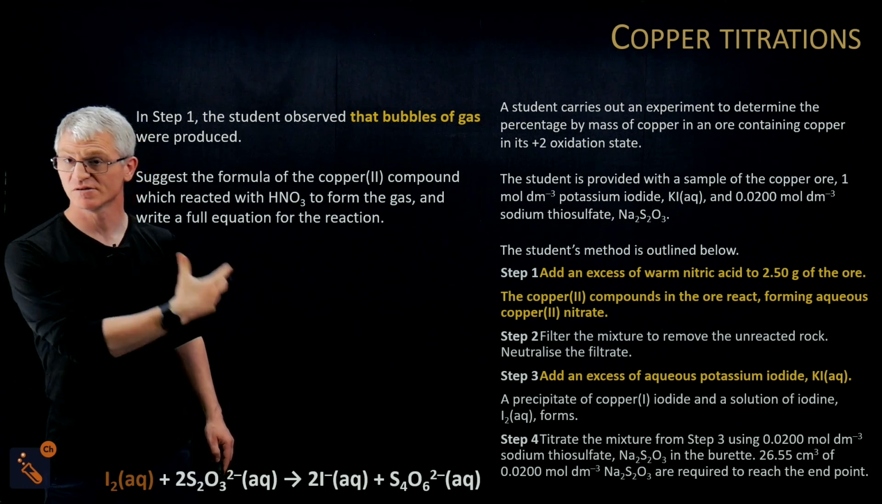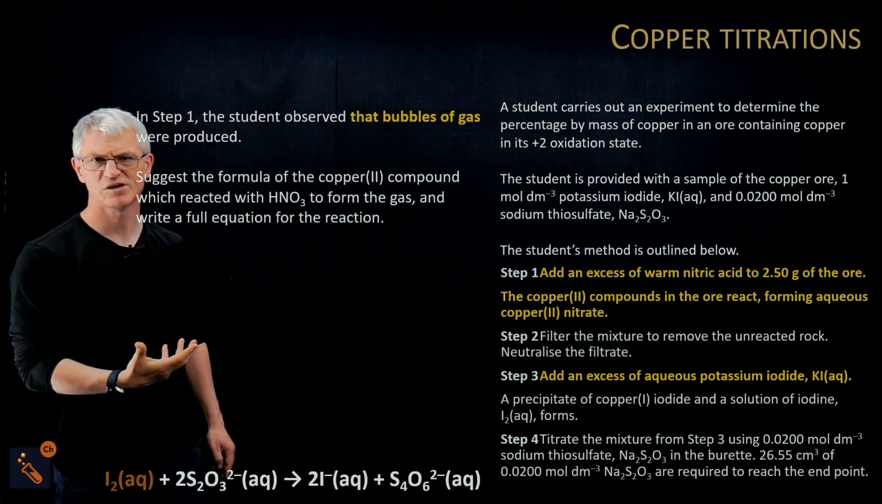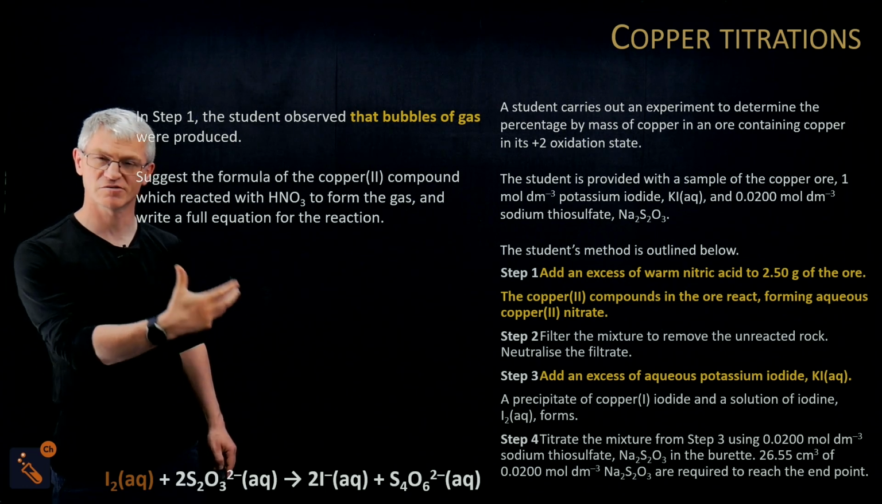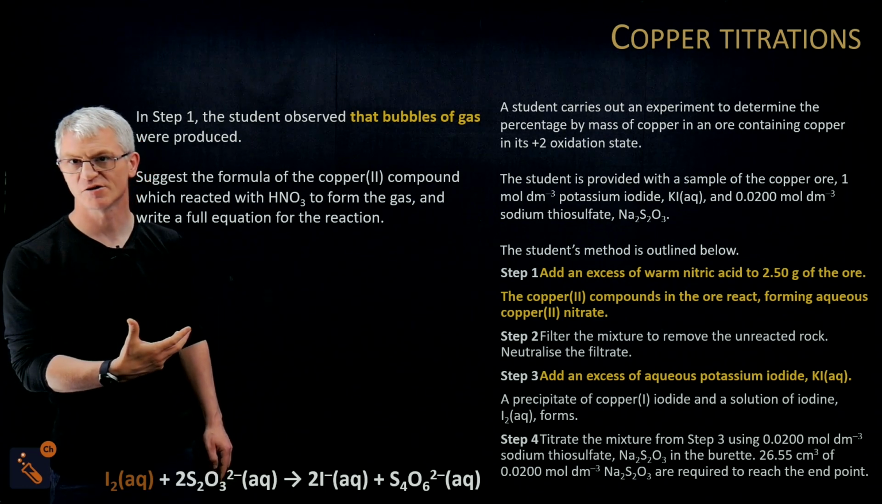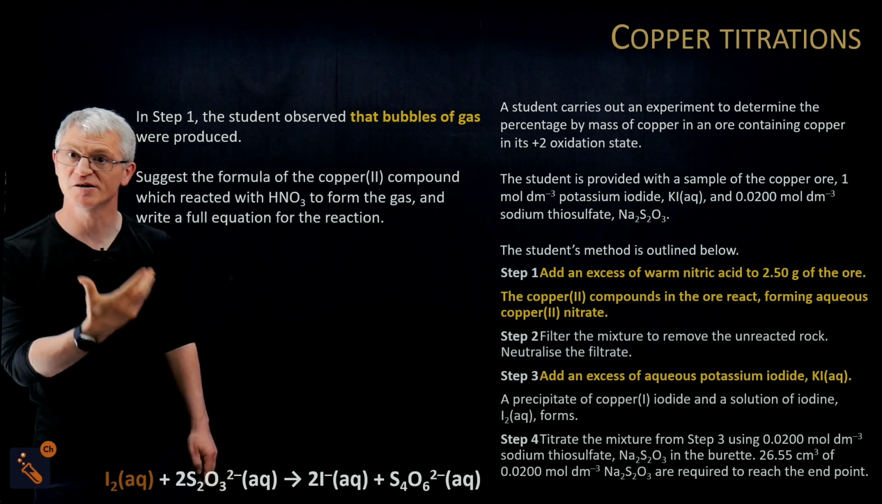Now you can get copper metal added to acid, which will give you gas H2. But we don't have copper metal, we've got a copper ore. So what with that? It could be a copper oxide. No, that creates water. Could be a copper carbonate. That produces carbon dioxide, which is bubbles of gas. So it must be copper carbonate.